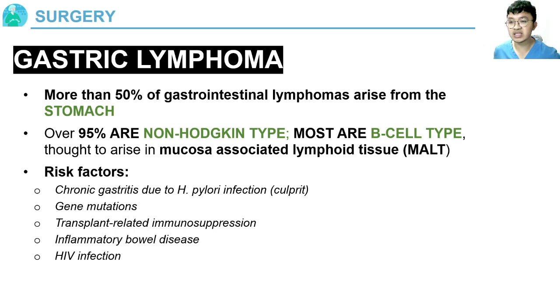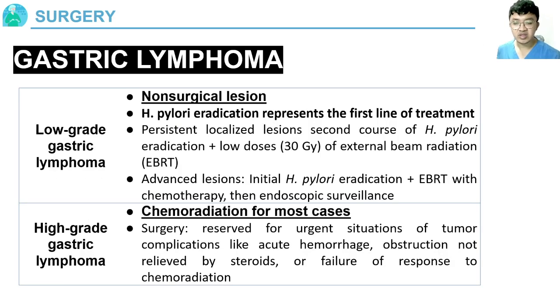So your gastric lymphomas, 50% actually of your GI lymphomas are arising from your stomach. The rest are in the intestines. 95% are non-Hodgkin's type, and most are B cell type. Okay, non-Hodgkin's type, B cell type, and are thought to be derived from your mucosa-associated lymphoid tissue or MALT. Risk factors are chronic gastritis, gene mutations, transplant immunosuppression, IBD, inflammatory bowel disease, and your HIV infection. But the main culprit, the most significant factor there is your H. pylori, Helicobacter pylori infection.